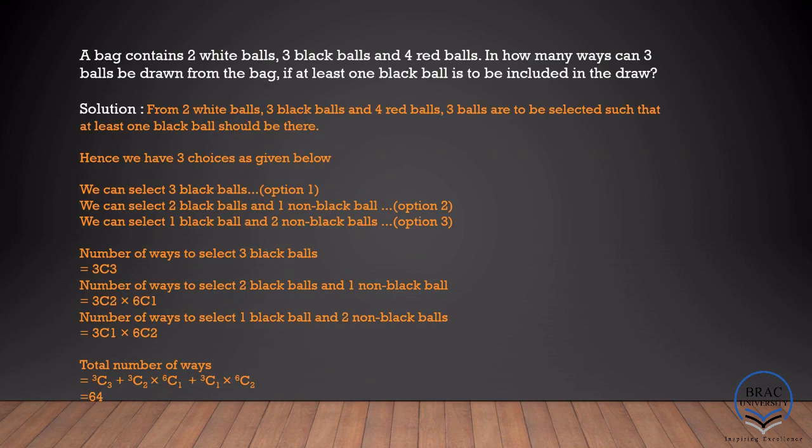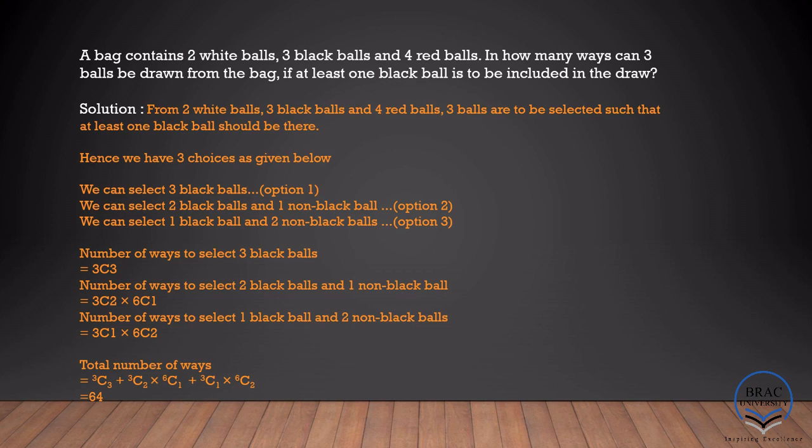Now the problem says the bag contains 2 white balls, 3 black balls and 4 red balls. In how many ways can 3 balls be drawn from the bag if at least 1 black ball is to be included in the draw? So we have 9 different balls and we have to pick at least 1 black ball from there, right? So we can have it in 3 different ways. We can pick 1 black ball and 2 other balls, 2 black balls and 1 other, and 3 black balls. All of them are valid because they do not violate our condition to pick at least 1 black ball.